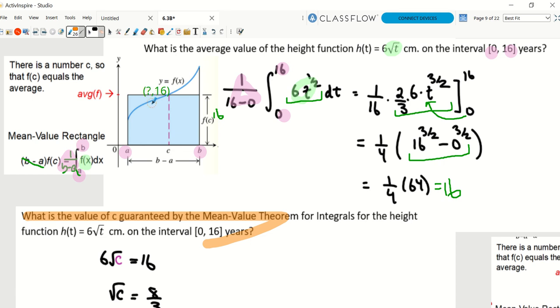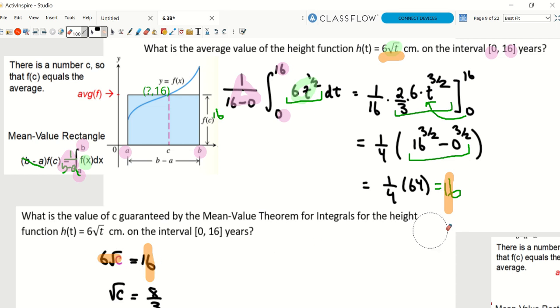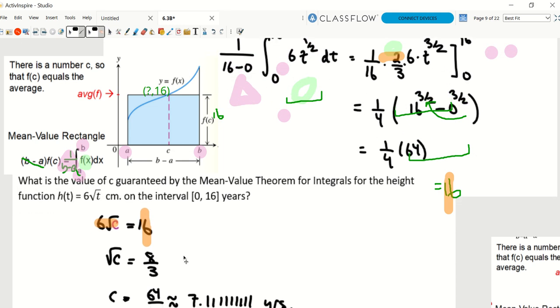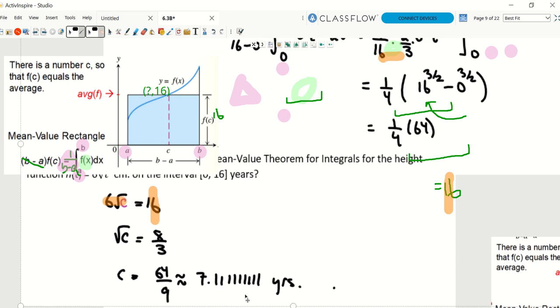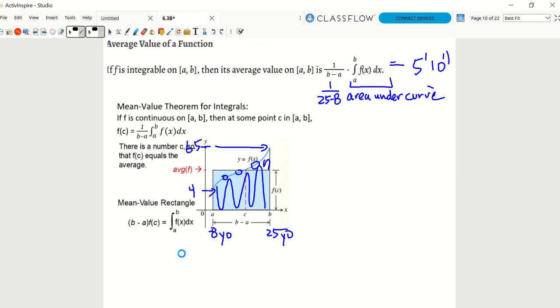So what we do simply is take this and set it equal to this. That's it. We set the original function equal to the y coordinate and solve backwards for the x coordinate, which they use C for the letter. Does that make sense? And you just solve backwards, and you get 7.11 years. Next example and last one.